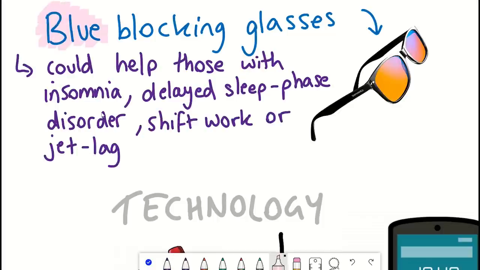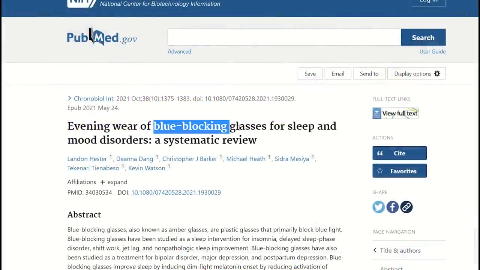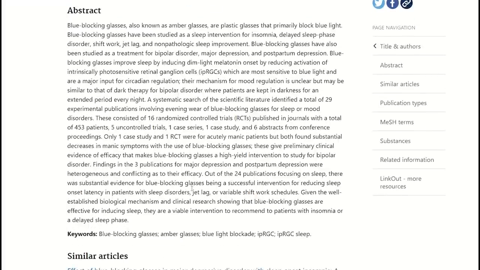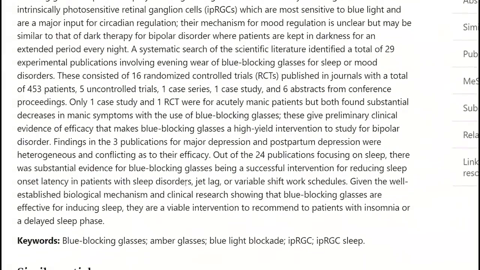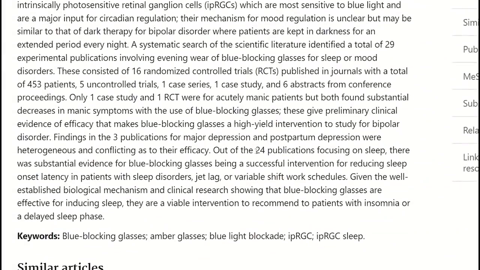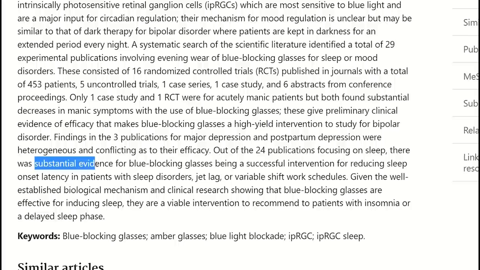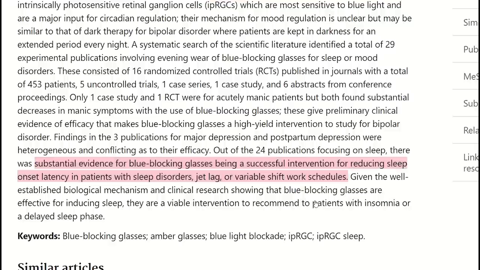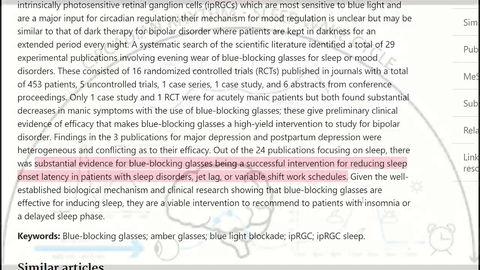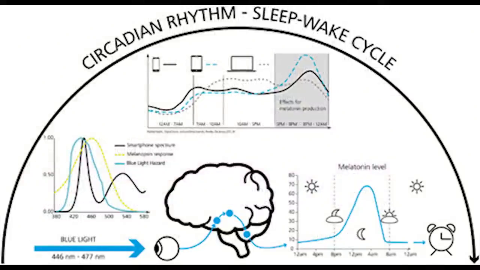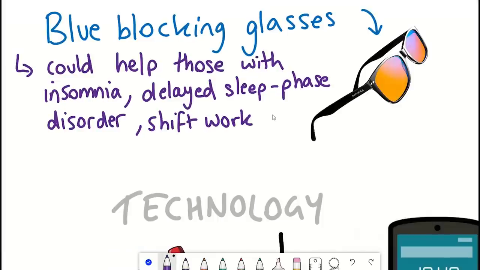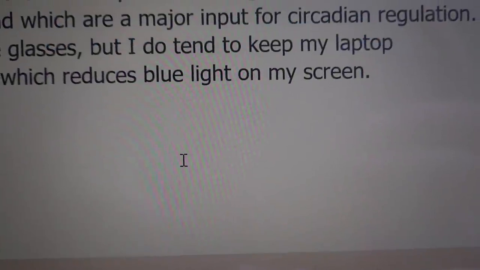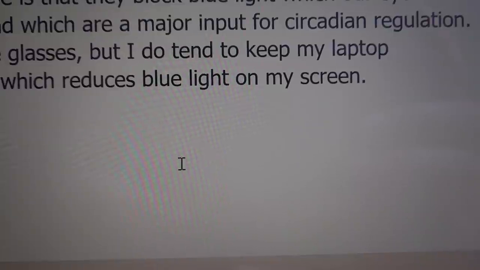A recent literature study found that out of 29 experimental publications involving the use of these blue blocking glasses, 24 of which focus on sleep, there was substantial evidence that the glasses were a successful intervention for reducing sleep onset latency in patients with sleep disorders. And so the rationale was that they block blue light, which our eye receptors are most sensitive to and which are a major input for circadian regulation. Now, I don't own these glasses and I don't wear them, but I do tend to keep my laptop continuously on nighttime mode, which helps to reduce blue light on my screen.